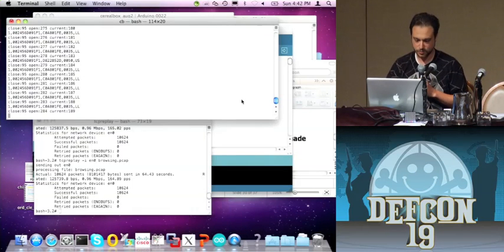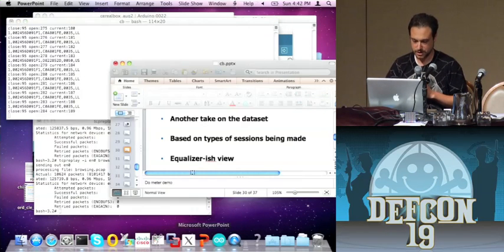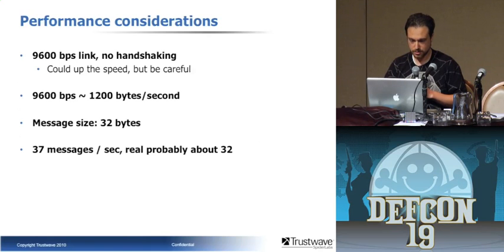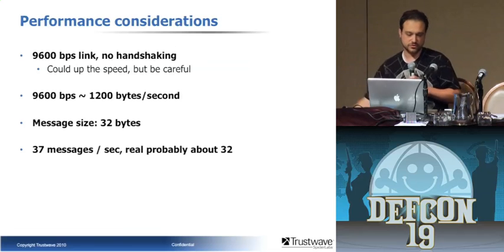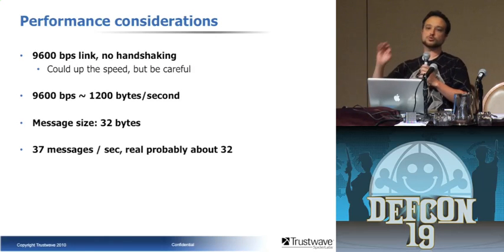So now we get to the fun part. Now we get to see, okay, we get to see something cool here in a minute. This was my thing about no handshaking. Message size 32 bytes, 37 messages per second is probably about the most we can get.